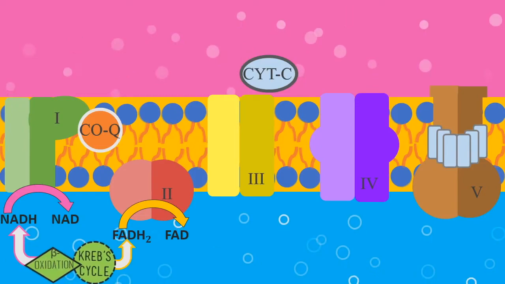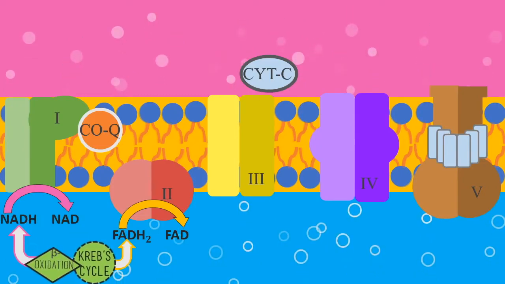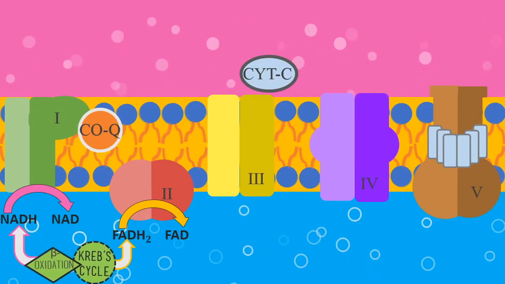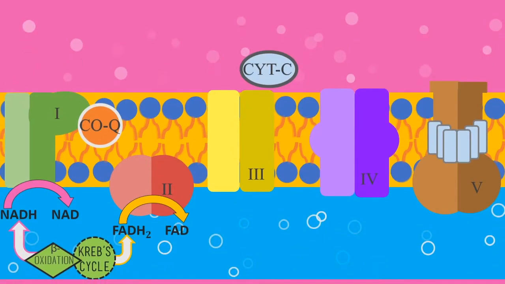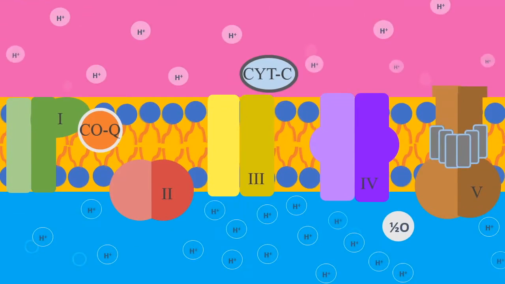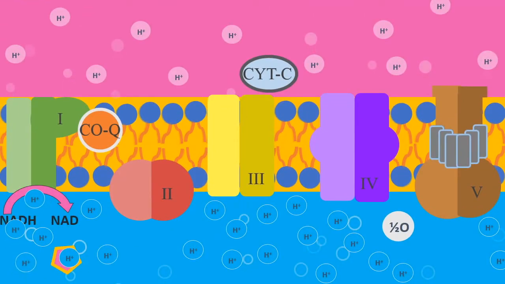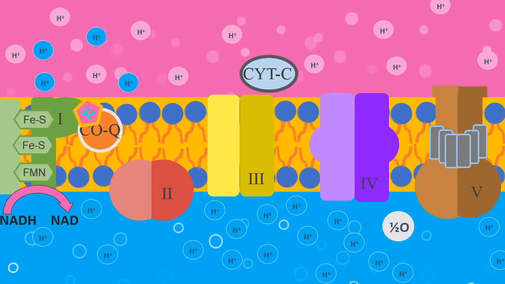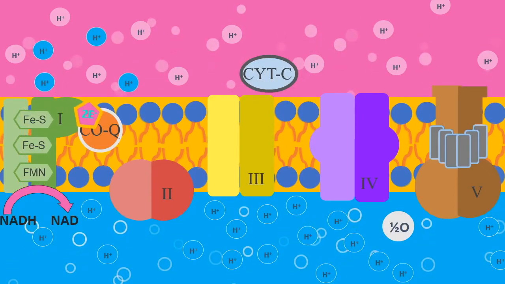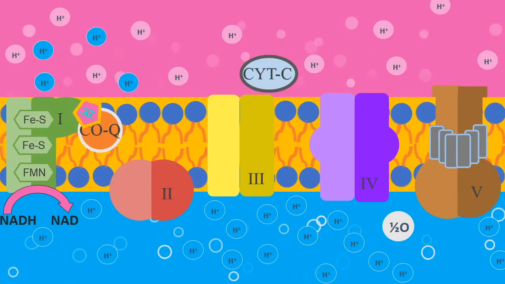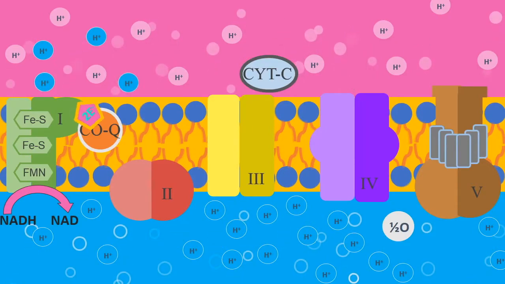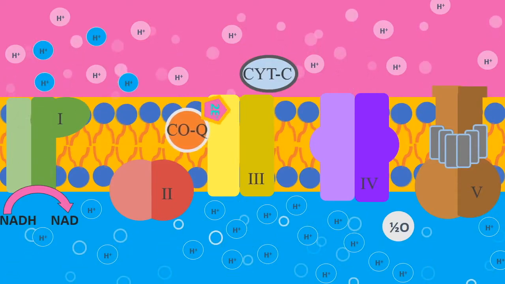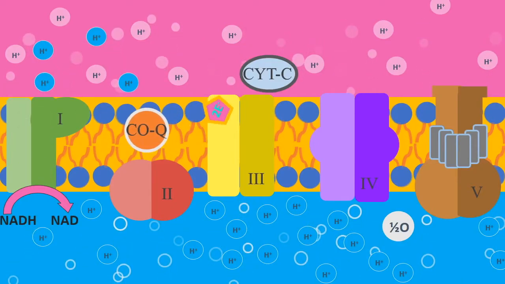And the matrix of the mitochondria also contains numerous other cycles like the Krebs cycle and the beta oxidation. They produce reducing equivalents called NADH and FADH2 respectively. The first source of electrons is the NADH. NADH donates electrons to complex 1, and this redox reaction generates energy which is used to pump 4 hydrogen ions into the intermembrane space. Then these electrons are transported to complex 3 through coenzyme Q.